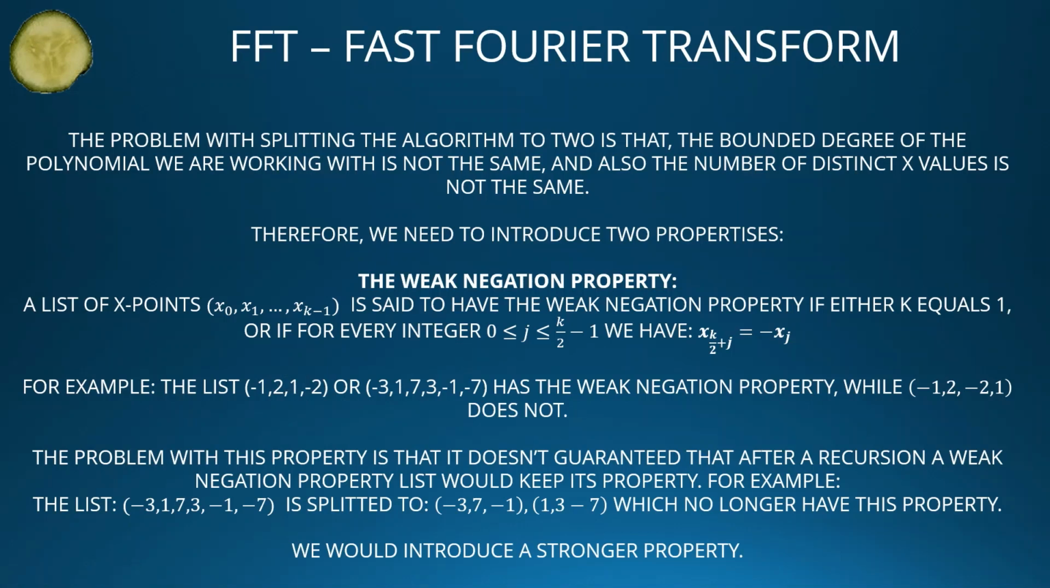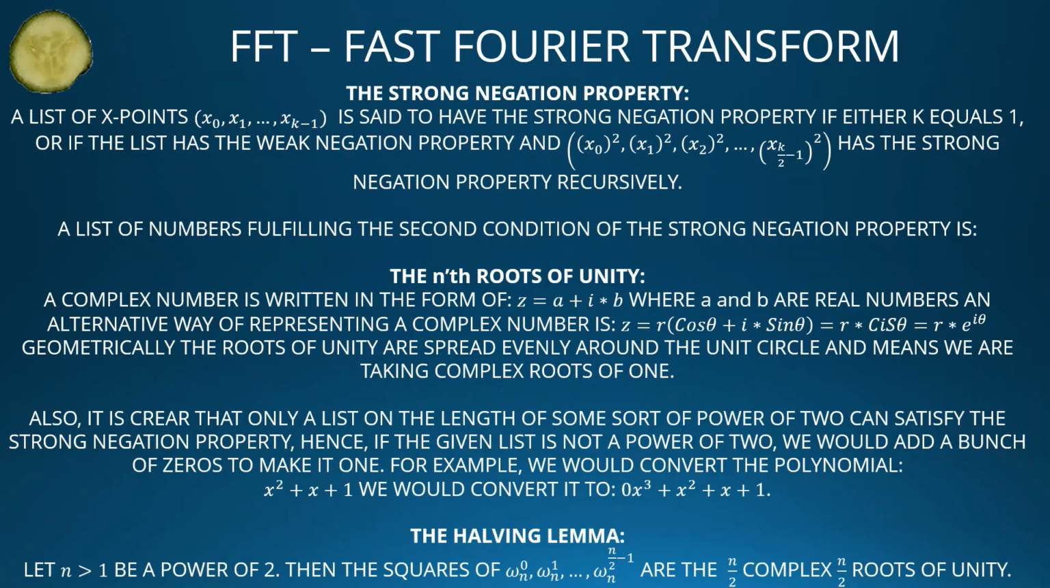The problem with this property is that it doesn't guarantee that after a recursion, a weak negation property list would keep its property. For example, the list -3, 1, 7, 3, -1 and -7 is split to -3, 7, -1 and 1, 3, -7. Remember, we divided the even indexes from the odd indexes, which no longer have this property. We would introduce a stronger property.